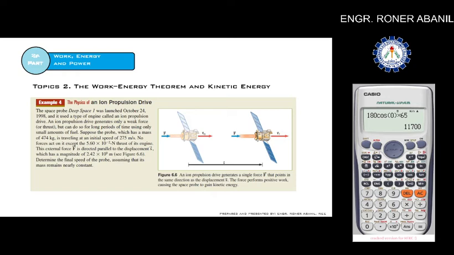Suppose the probe, which has a mass of 474 kilograms, is traveling at an initial speed of 275 meters per second, and no force acts except the 5.6 times 10 raised to 2 Newton thrust of its engine. The external force F is directly parallel to the displacement S, which has a magnitude of 2.42 times 10 raised to the 9th power meters. We can see this in this figure. Determine the final speed of the probe, assuming its mass remains nearly constant. Okay, how do we approach that?